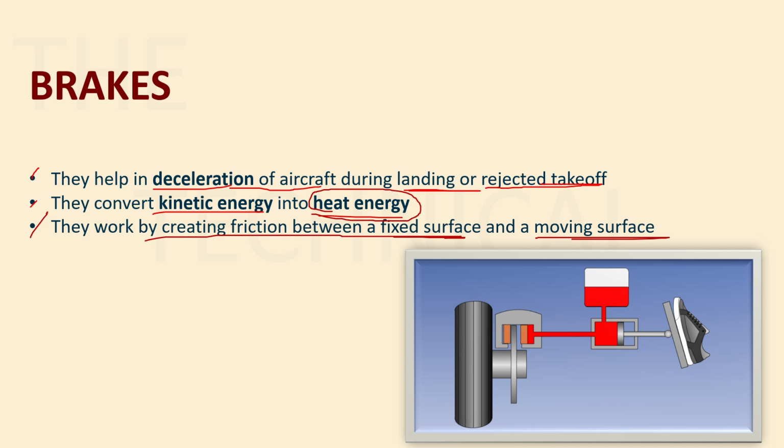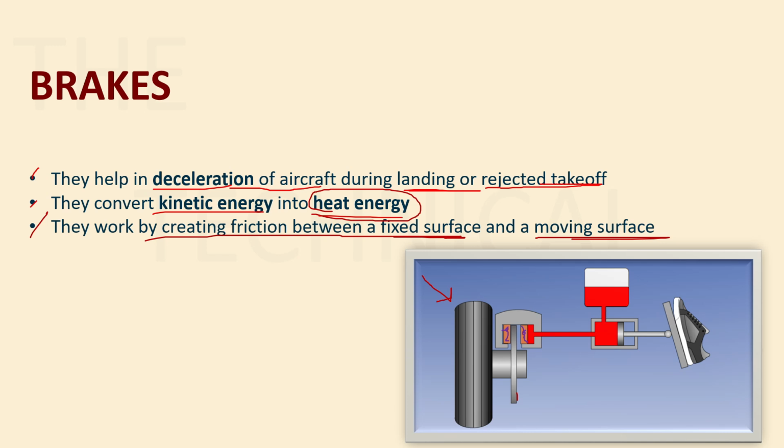All right. And the third point is that they work by creating friction between a fixed surface and a moving surface. So what you're seeing here is a simple diagram of an aircraft brake. This is your wheel, right? And it is connected with the axle to another moving plate. This metal plate that you're seeing here is moving with your wheel, right? And this orangish material that you're seeing on this part is your friction pads. So these pads are there to create friction.